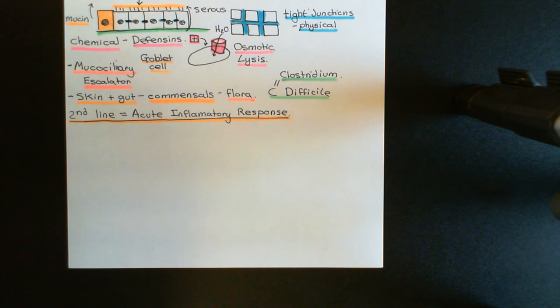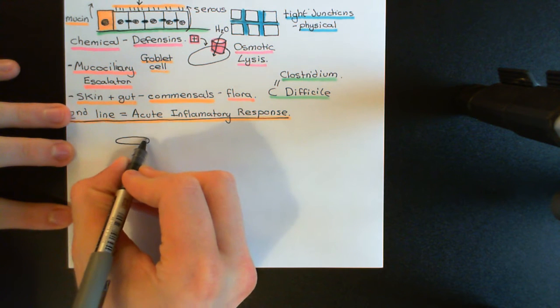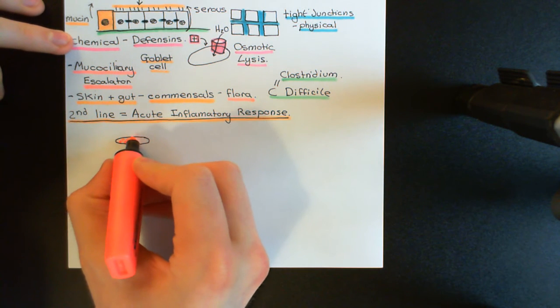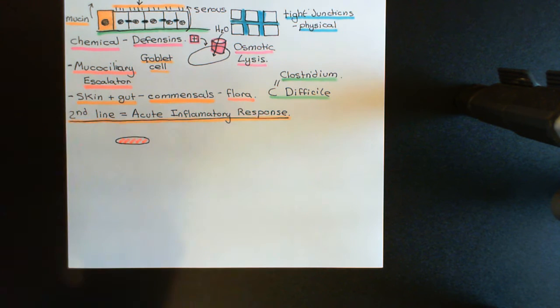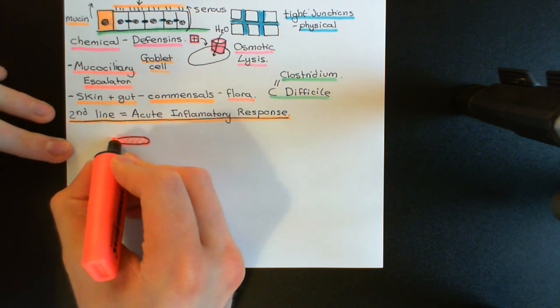Okay, so let's suppose then that we have some pathogen which has managed to breach through the first line of defense. So it's got through the epithelium and it's now in the actual tissue. So let's just draw this here. So let's say this is our pathogen, and this is the picture that I'm going to be drawing throughout this video just to illustrate a pathogen, a red blob here. So this is our pathogen and it's now in our tissues.